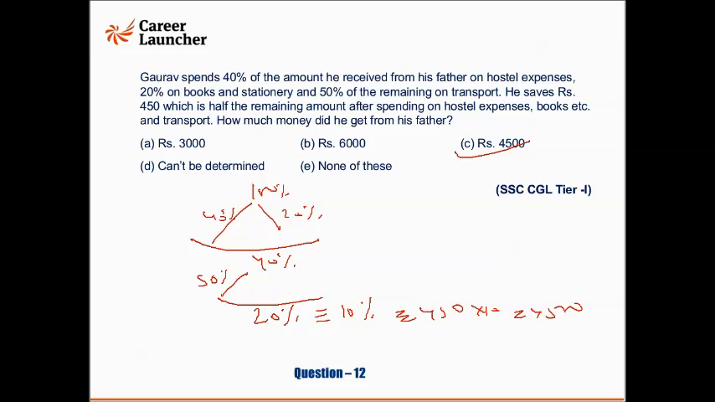You don't need to take x as the value and then calculate 40% and then 20% and then subtract it and then again 50%. You simply approach this question in this way. This is 100%, already 60% has been spent, 40% remaining. Then 50% has been spent on transport, then the remaining is 20%. But 450, he says 450, which is half the remaining amount after spending on hostel expenses and books. That is half of 20%, 10%, which is equivalent to 450. Now you have to calculate the 100% value. So from this step to this step, you multiply it by 10. So multiply this 450 by 10, you will get 4500 as the answer. Correct?